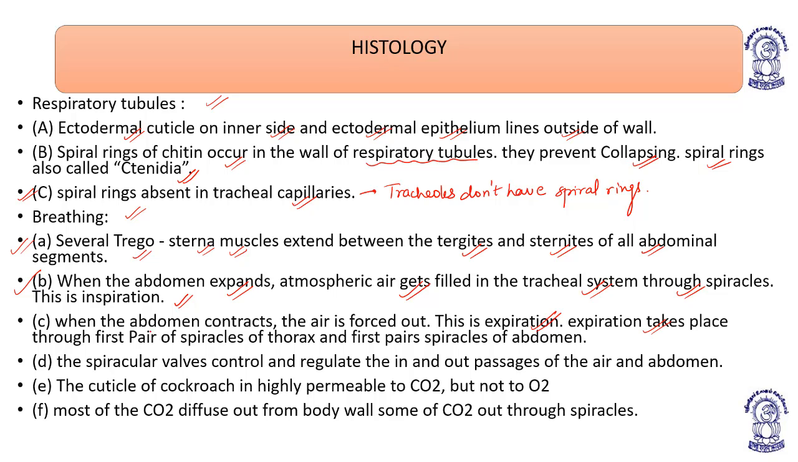Expiration takes place through the first pair of spiracles of thorax and first pair of spiracles of abdomen. So the air comes in through all the spiracles, but air goes out through two spiracles only: the first pair spiracle of thorax and the first pair spiracle of abdomen. That is why they don't have a valve. Understood?